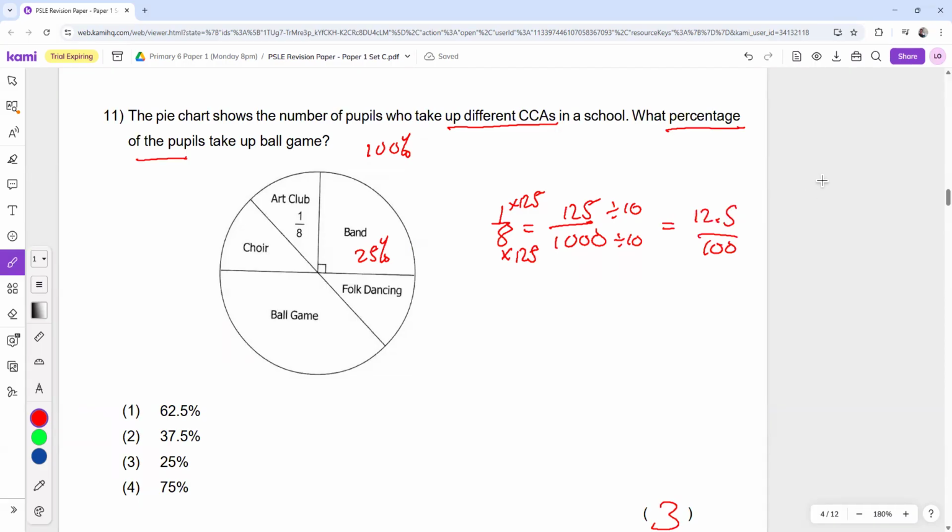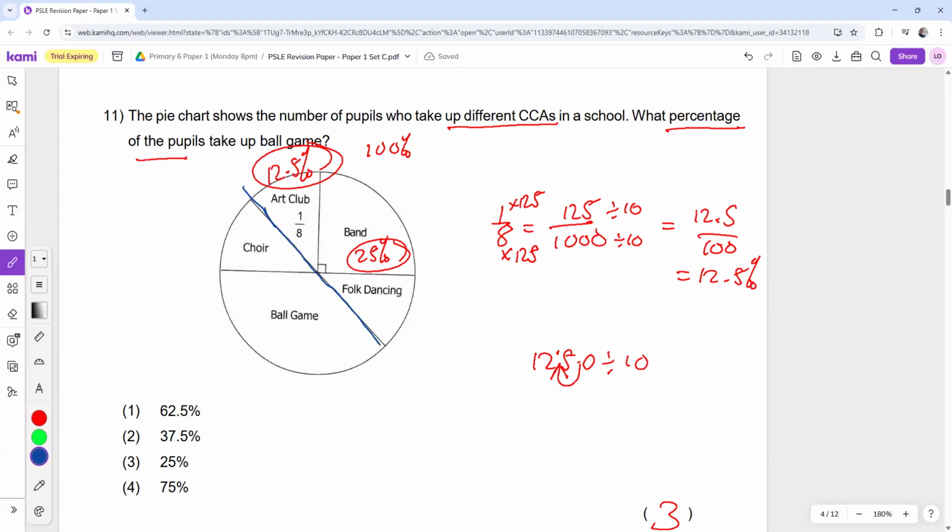12.5. Okay, how do you get 12.5? Because 125 divided by 10, right? The whole number has a decimal point. Shift the decimal point to the left 1 time, you get 12.5. So how many percent is the art club? 12.5%.